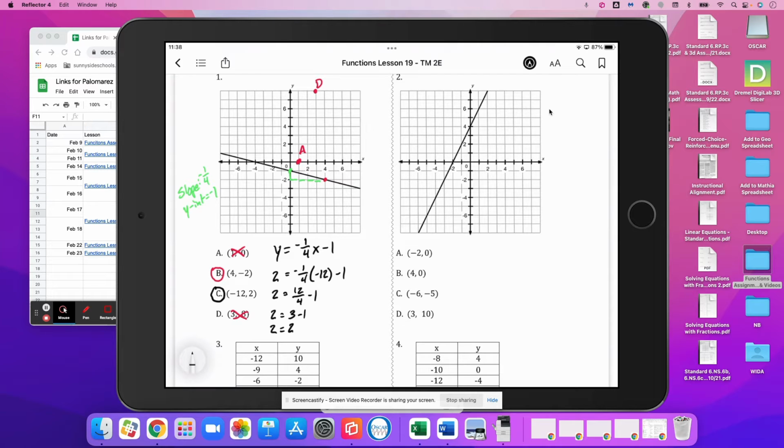So again, a couple ways to do these ones, folks. We can see if it's on the graph or not. And if it's not on the graph, write an equation for the function and then test our point using the equation.